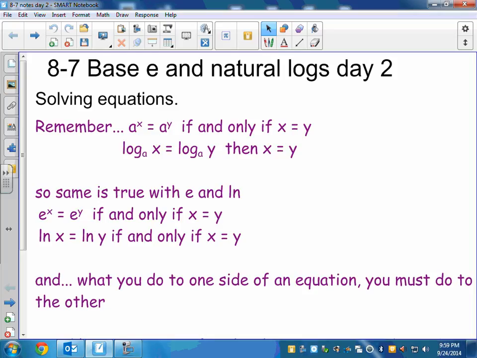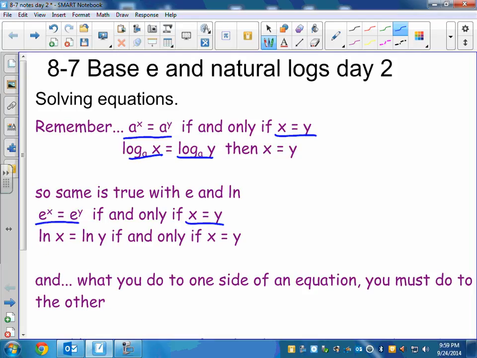So these are just some rules I wanted to remind you of. Remember, if you have the same base with an exponent, if those are the same, you can just set the exponents equal to each other. And if you have a log with the same base of x equals log to the same base of y, then again you can just say x equals y. Remember that e is a number just like 2 is a number, it's just an irrational number, and ln is just a special logarithm. So those same rules apply, so I just rewrote those properties using e and using ln. If e to the x equals e to the y, then we can set those equal to each other, and ln of x equals ln of y if x equals y.